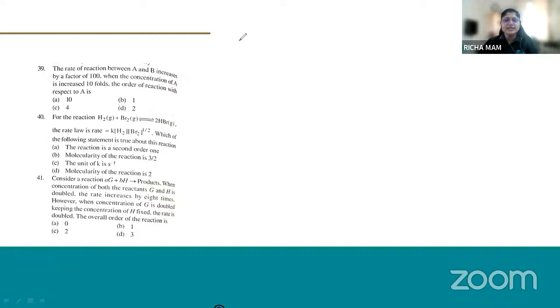The 39th is again the same as the first one. So how do we write the rate of the first equation? Rate = k [A]^l [B]^m. We'll take it like this. Then the rate of the second equation: the concentration of A is increased by 10 folds, so it is k (10[A])^l [B]^m.